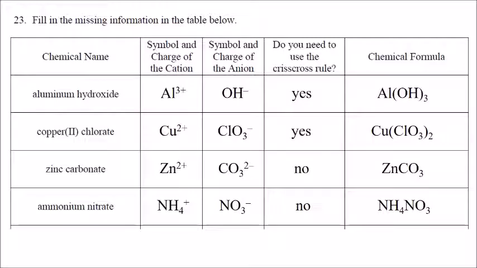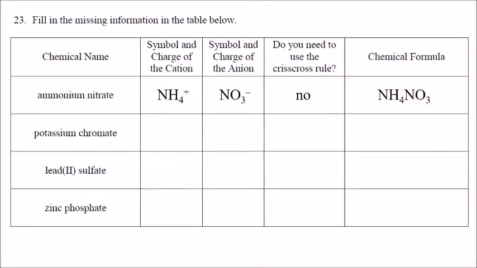For the next row of this table, we have potassium, which is +1. Lead is Pb, and the charge is +2 because the Roman numeral tells us that. And again, zinc is always +2. Chromate is a polyatomic ion, CrO4. Its charge is -2. Sulfate is SO4. Its charge is also -2. And phosphate is PO4. Its charge is -3.